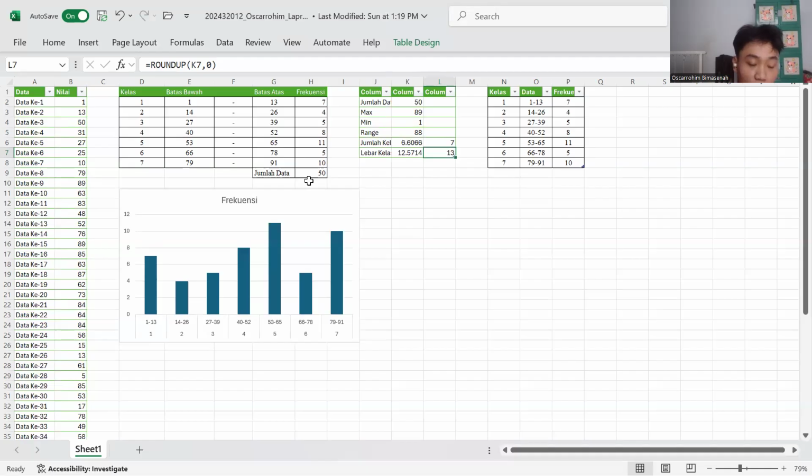For the frequency calculation, I used the COUNTIF function in Excel. I counted how many data points fall into each class. For example, the first class, 1 to 13, gives a frequency of 6. I repeated this for all 7 classes. So the final table looks like this.